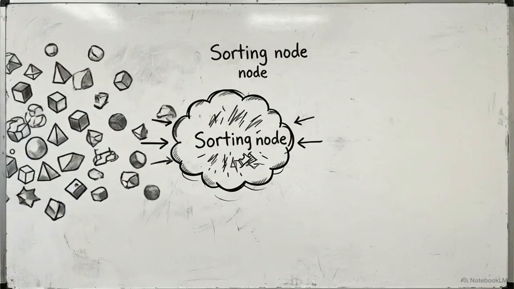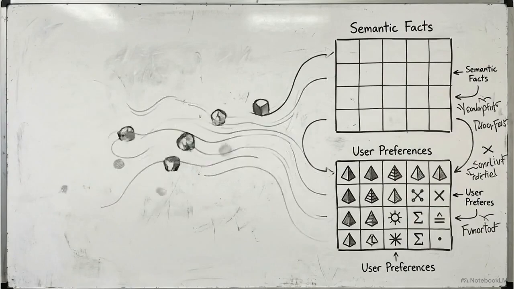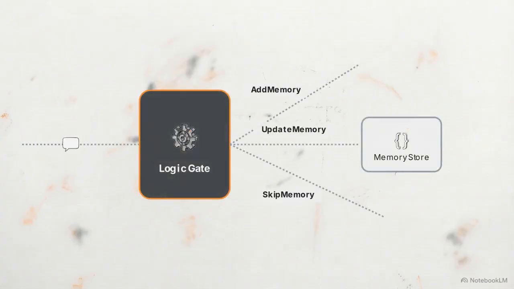To process that background data, AgentCore utilizes built-in strategies. Models specifically tuned for semantic and user preference extraction parse the raw event logs to pull out structured, actionable facts. Extracted data passes through a strict logic gate.